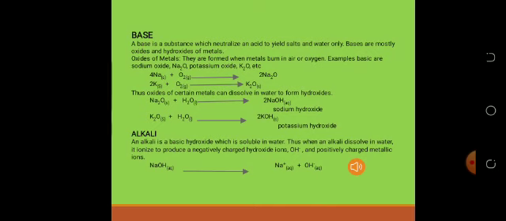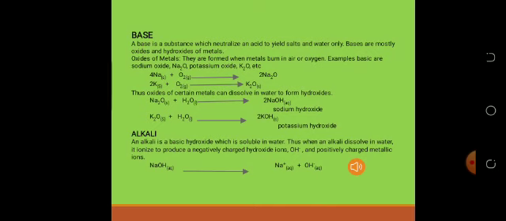Bases are of two forms, as an oxide of a metal or as a hydroxide of a metal. As an oxide of a metal, bases are formed when metal bonds with oxygen. A good example is sodium reacting with oxygen to give us sodium oxide, potassium reacting with oxygen to give us potassium oxide. While hydroxides of metal are formed when oxides of metals dissolve in water.